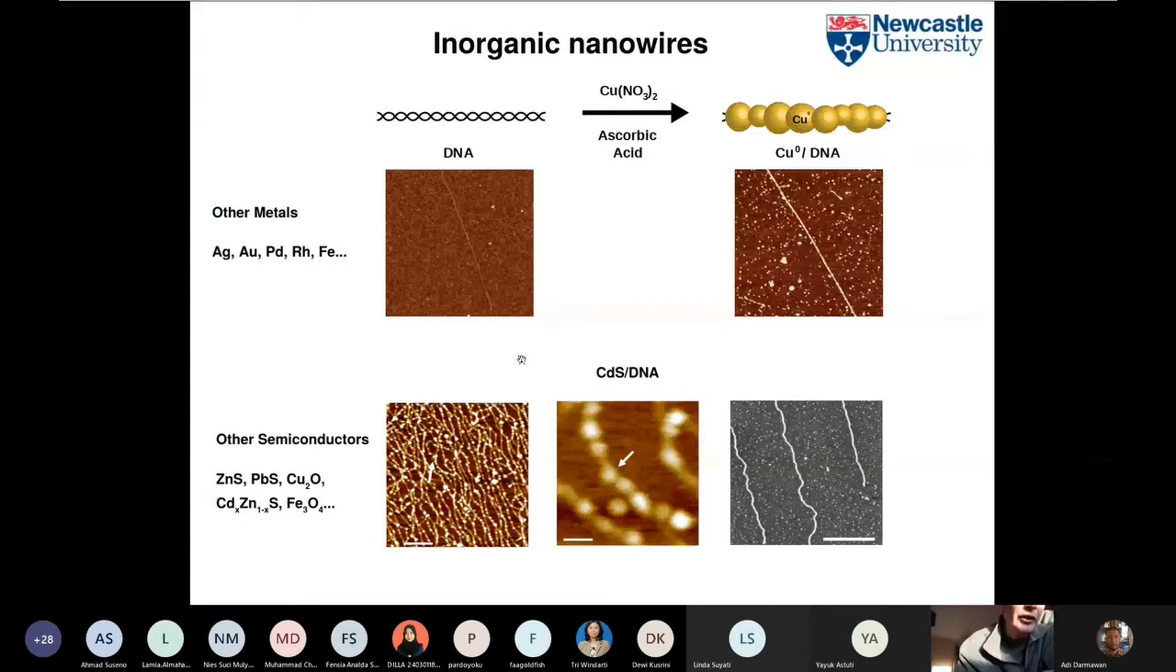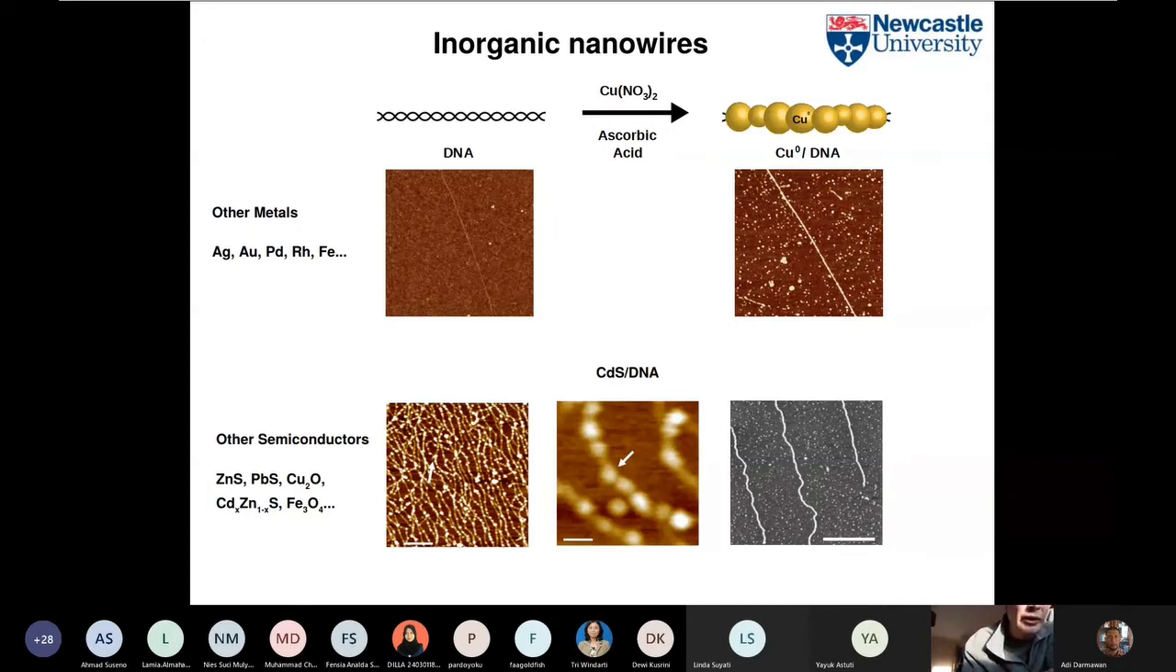and the way this is done is you take an aqueous solution of Lambda DNA, you add cadmium nitrate, a large fraction of the cadmium will bind to the DNA, and then you add a source of sulfide to precipitate the cadmium ions as cadmium sulfide.